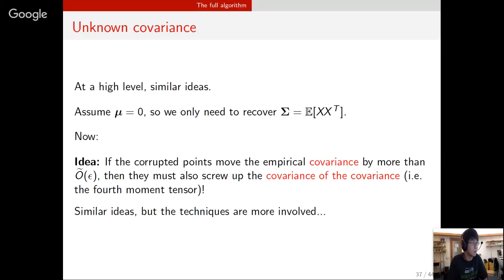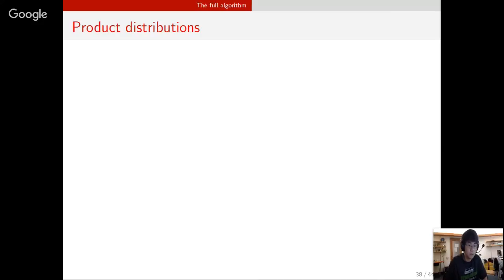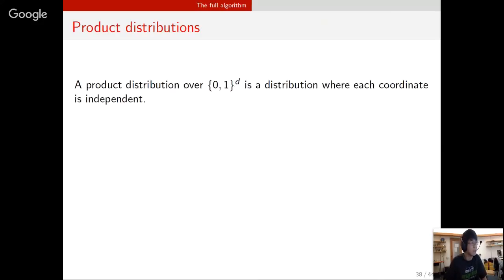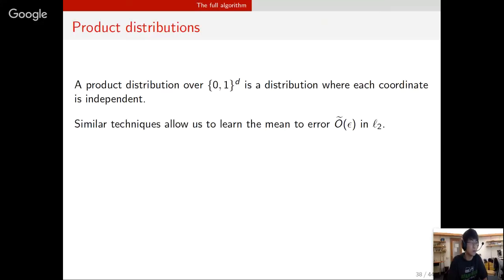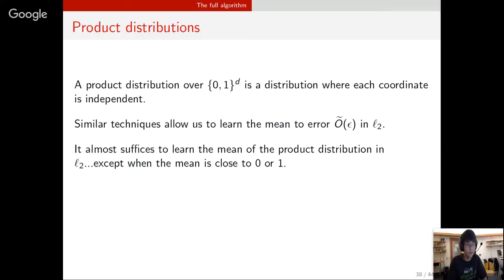We also do something for product distributions. A product distribution over the hypercube is just a distribution where every coordinate is independent, so it is determined uniquely by its mean. So you might think we just need to learn the mean. And indeed, similar techniques to the unknown Gaussian case allow us to learn the mean to error O tilde of epsilon in L2 norm. This almost suffices. In the Gaussian case it sufficed, but in this case it does not entirely.